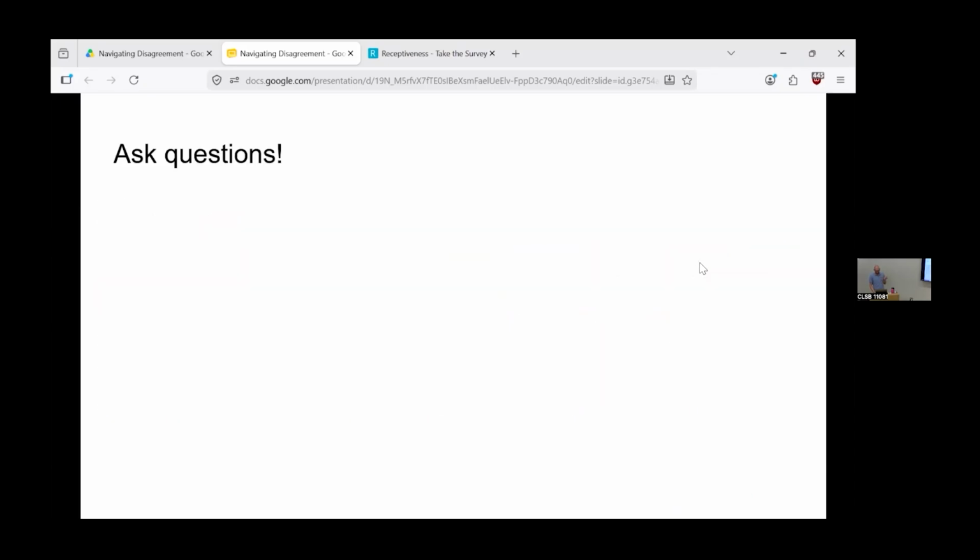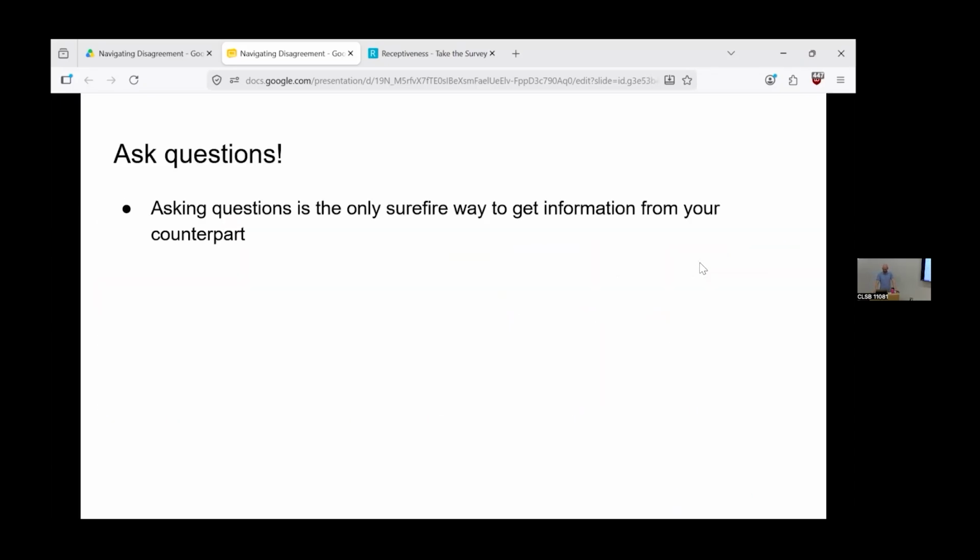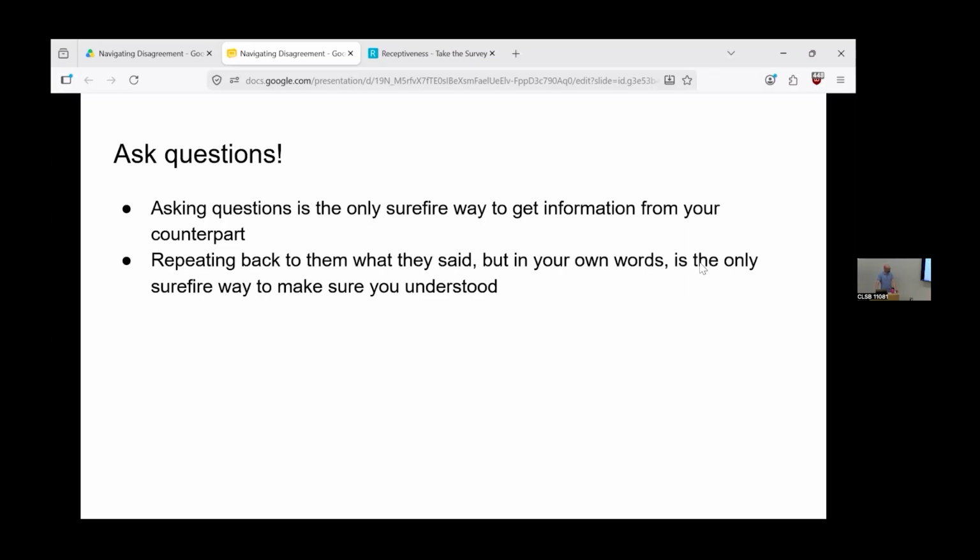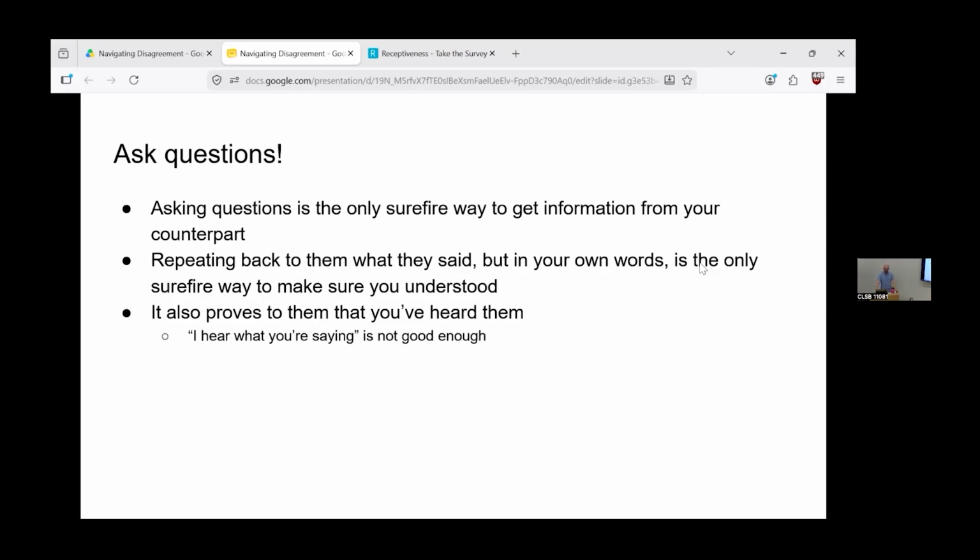So the point of this is that you should ask questions. It's the only surefire way to get information from the person you're talking to. And this is key. Repeating back to them what they said, but in your own words, is the only surefire way to make sure that you understood what they said. It also proves to them that you've heard them. So I want to say, you cannot just say, I hear what you're saying. That is not good enough. Because anyone can say that.